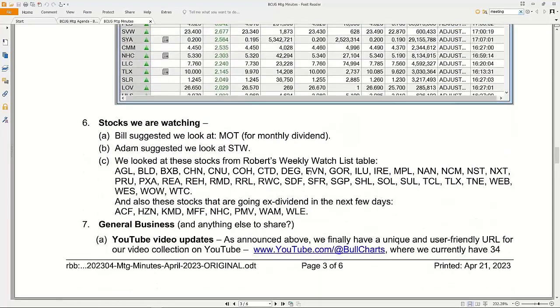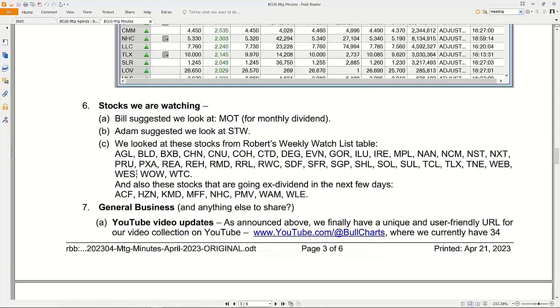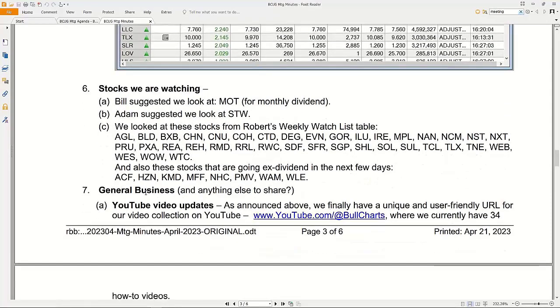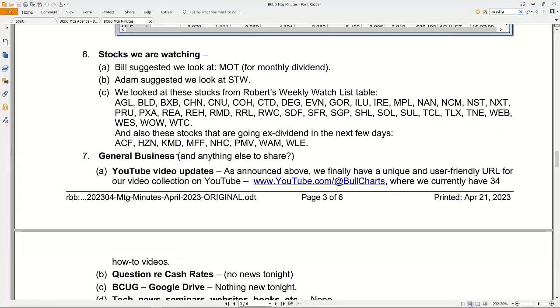We can move on. There's a whole list of stocks that we were looking at. Not sure if we want to look through those. And ex-dividend stocks that went last week or this week are also there for the next few weeks. That's all there is currently.